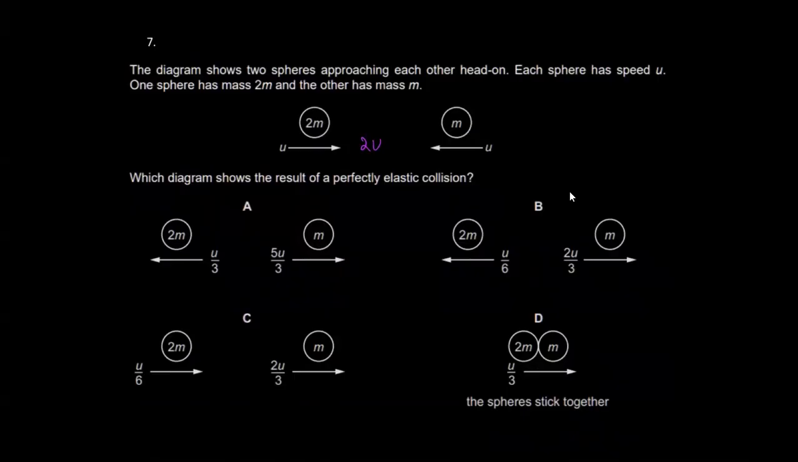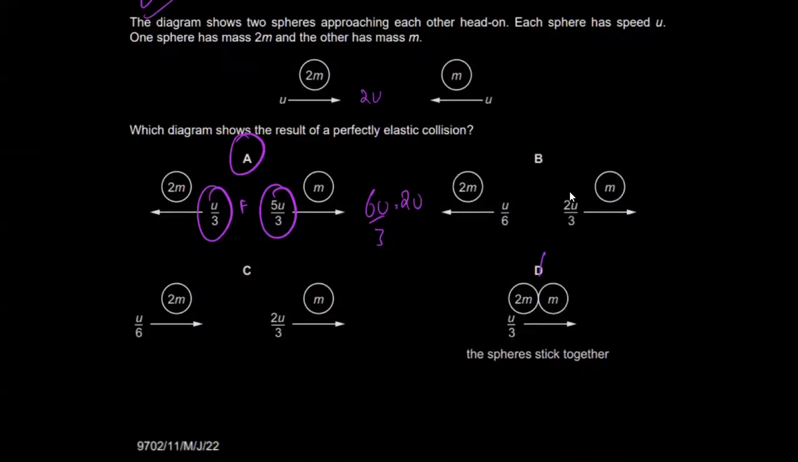Speed of separation तुम्हारे पास 7 में A में ही आ रही है. Okay, देखें, 5u over 3 plus u over 3. Yeah, that's 6u over 3, which is equal to 2u. A is your answer. बाकी सारे guys आप लोग देख लेना, आंसर नहीं होंगे. D can never be your answer.